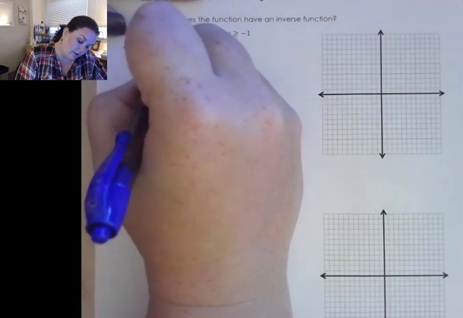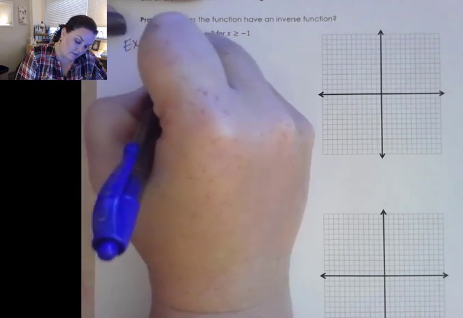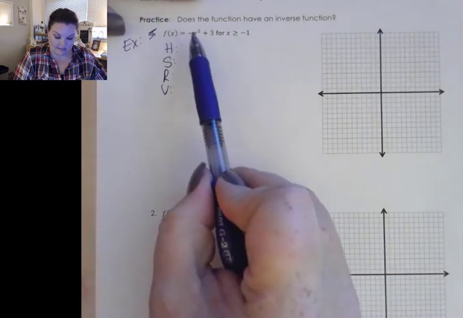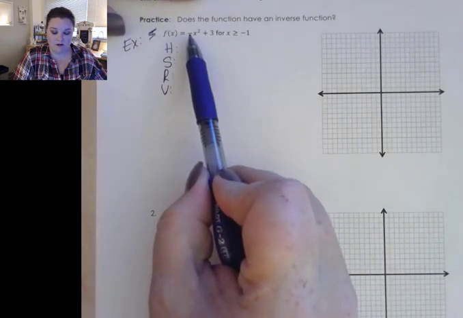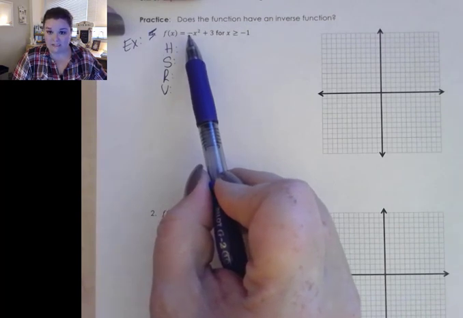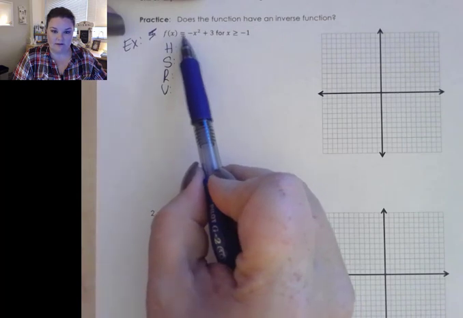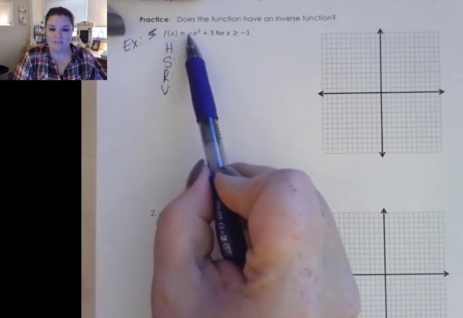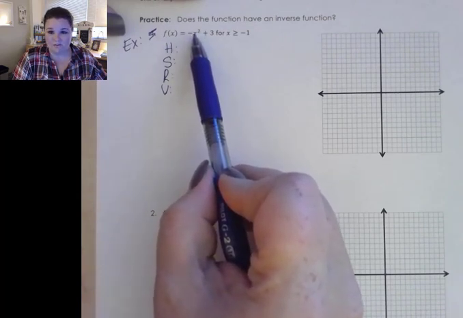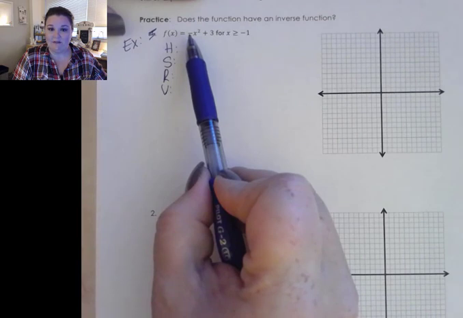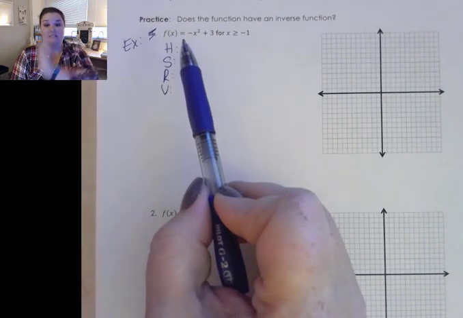So I'm going to list out my HSRV, and I see that I have 2 transformations, right? I have the negative in front of the x squared, and I have the plus 3. Now, a negative in front of the x squared is not included in parentheses, right? If there was parentheses around this negative x, then it would be inside the function. But since there's no parentheses, that means this squared is not being applied to that negative, which means that the negative is outside the function.